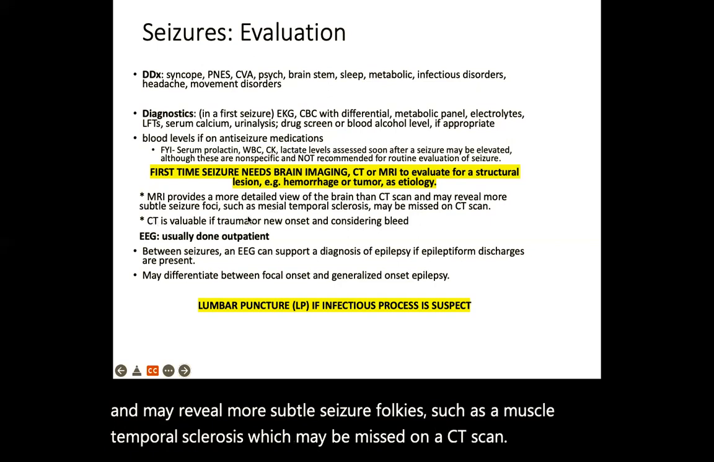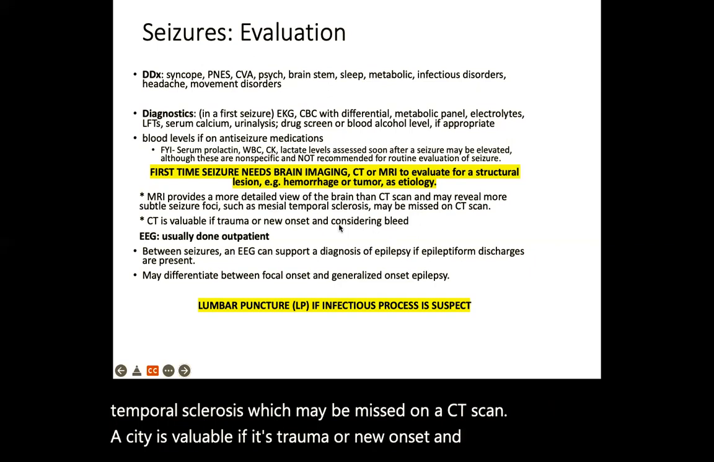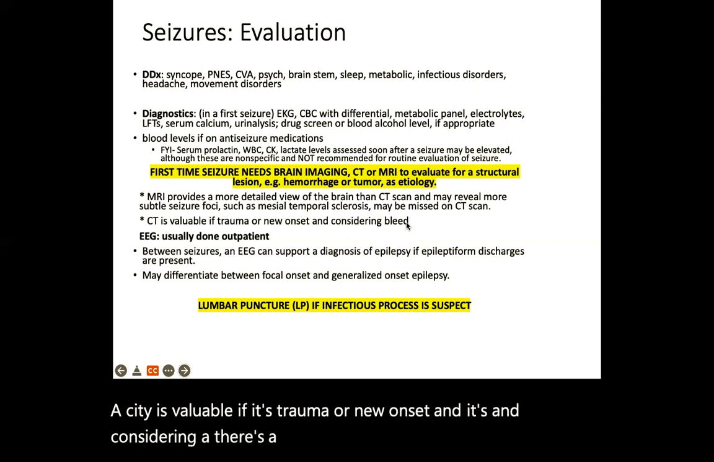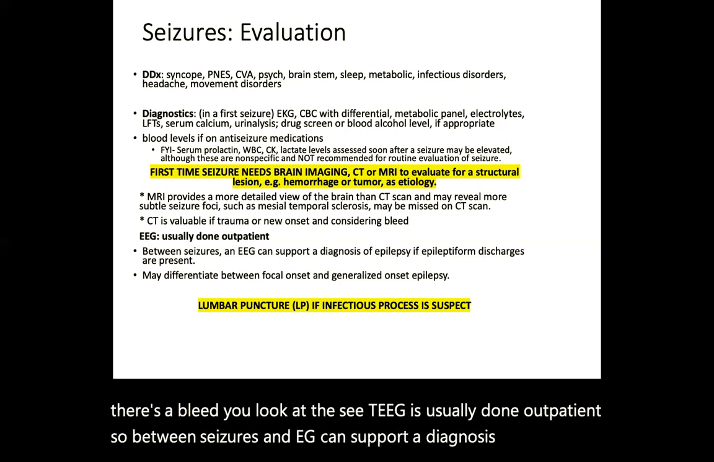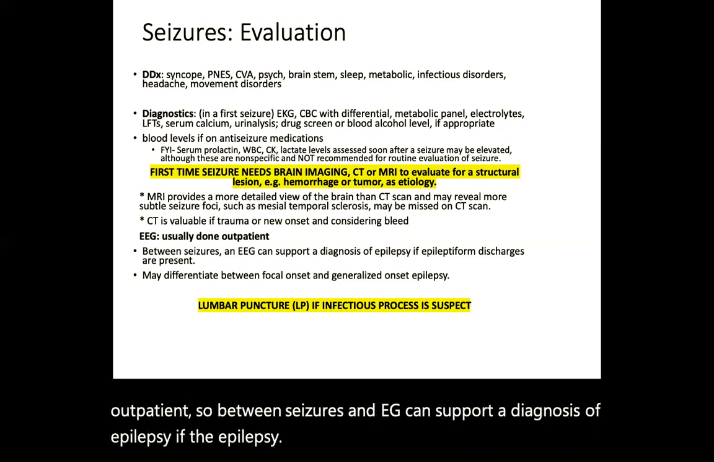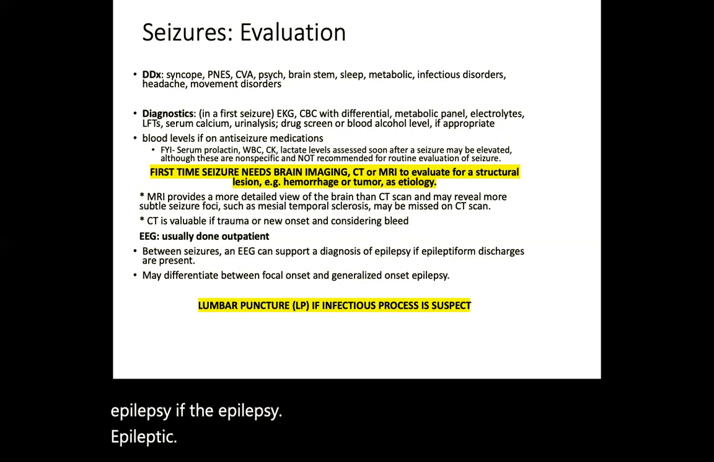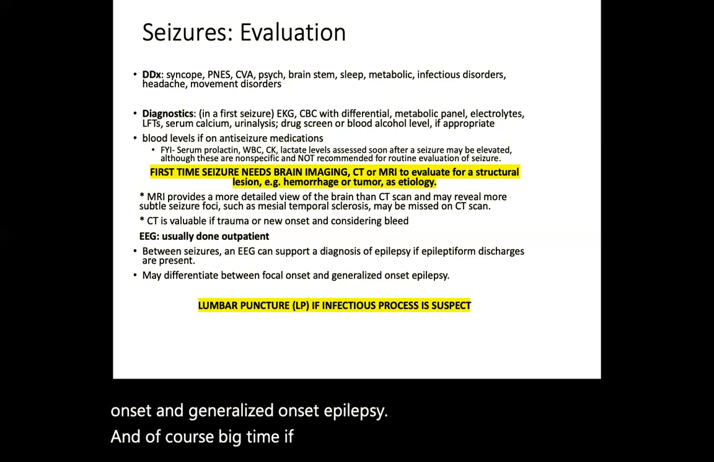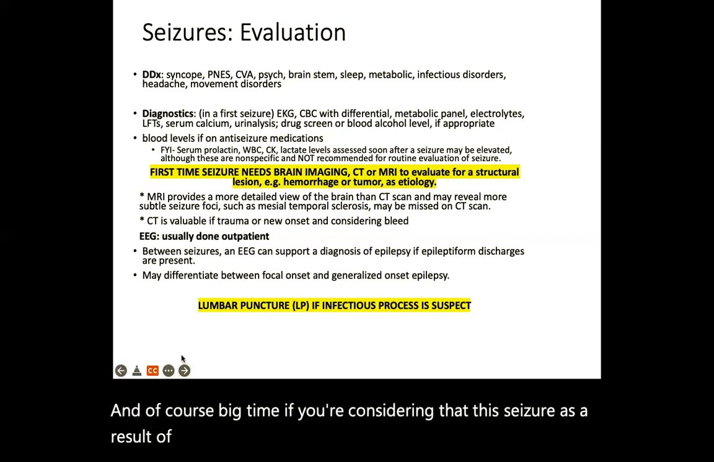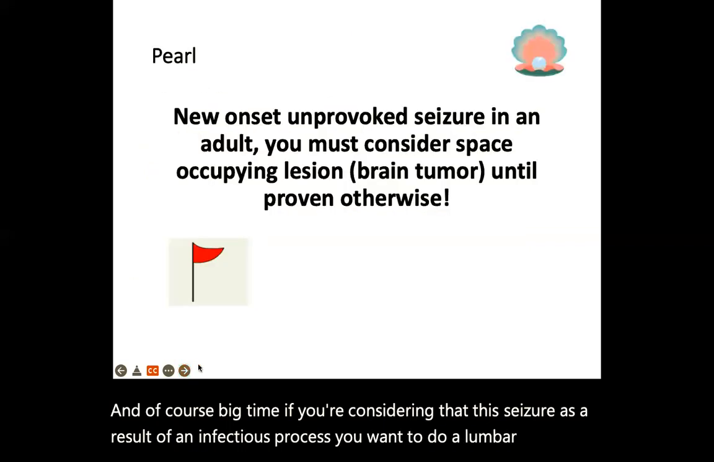A CT is valuable if it's trauma or new onset and you're considering there's a bleed. If you want to consider if there's a bleed, you look at the CT. An EEG is usually done outpatient. Between seizures, an EEG can support a diagnosis of epilepsy if epileptiform discharges are present, and it may differentiate between focal onset and generalized onset epilepsy. And of course, big time, if you're considering that this seizure is a result of an infectious process, you want to do a lumbar puncture.